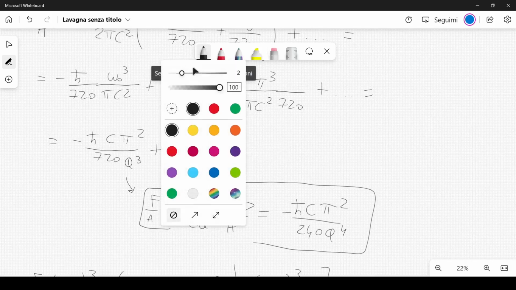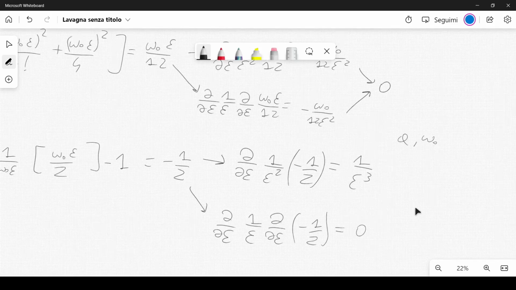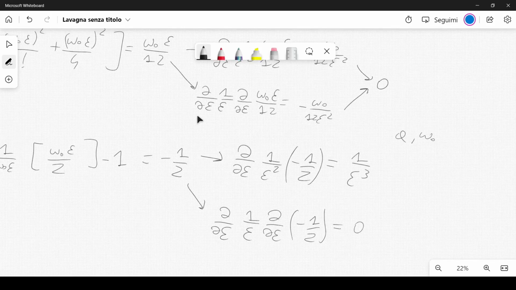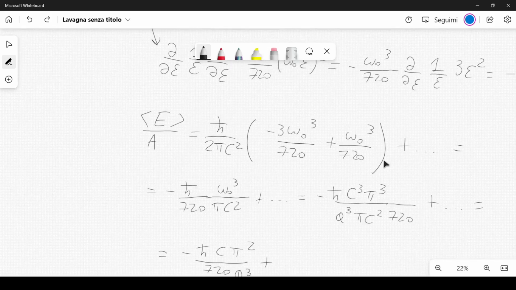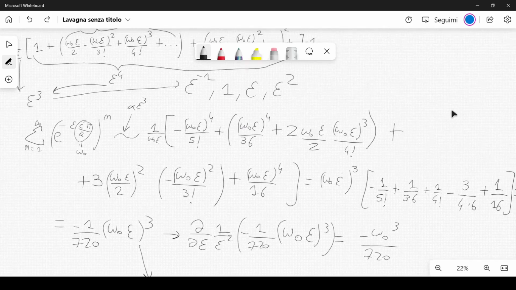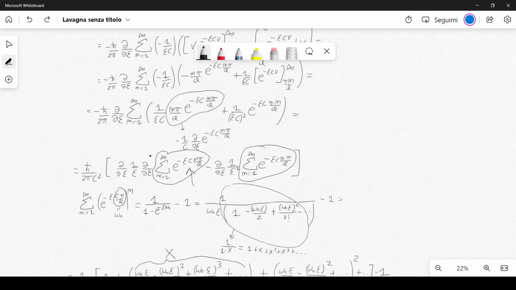So we have a term that is 1 over epsilon cubed, and in particular, if we check, so this term is minus 1/2. When we divide it by epsilon squared and we take this derivative, it gives rise to this term. So in particular, if we check our expression, which is here, so this term appears in here. Then we have to consider this minus sign and multiply by this constant. So we have h bar divided by 2 pi c squared.